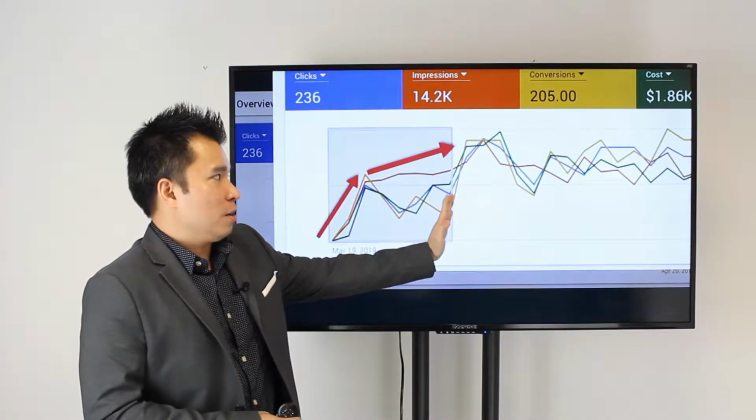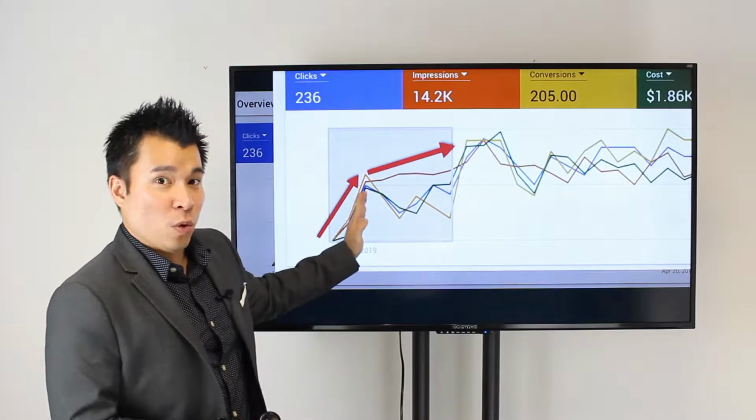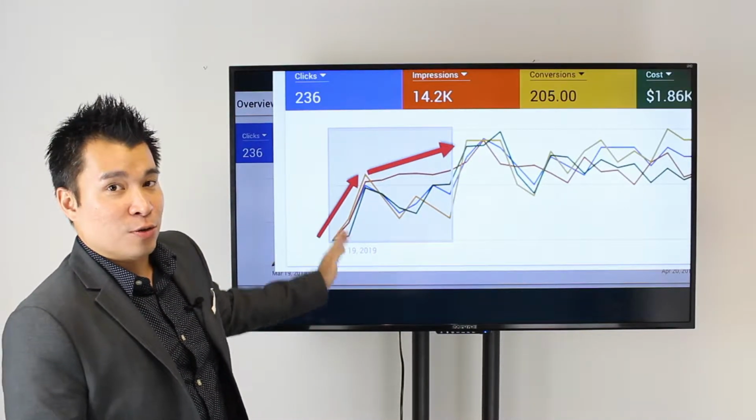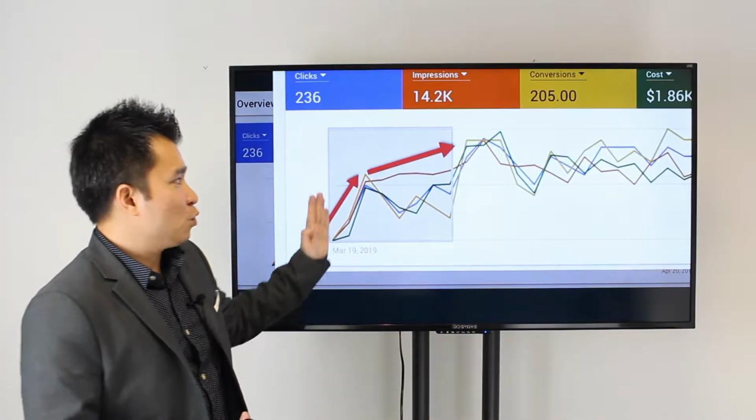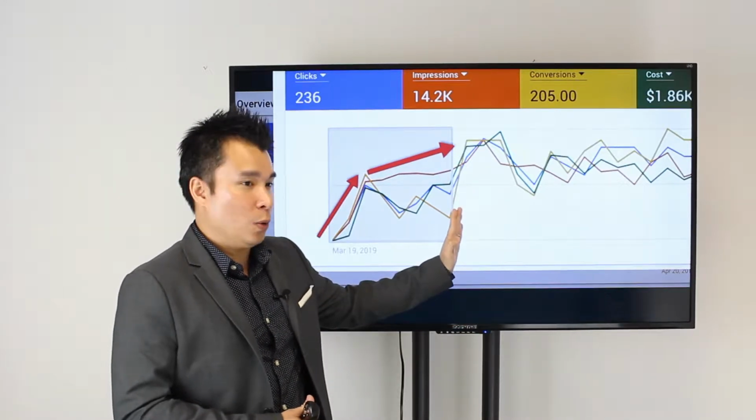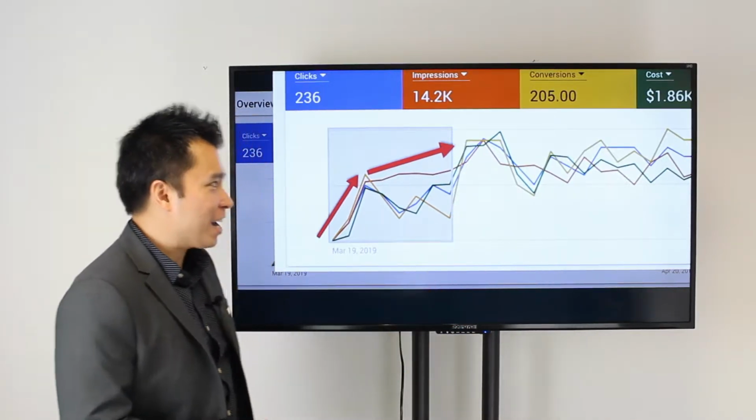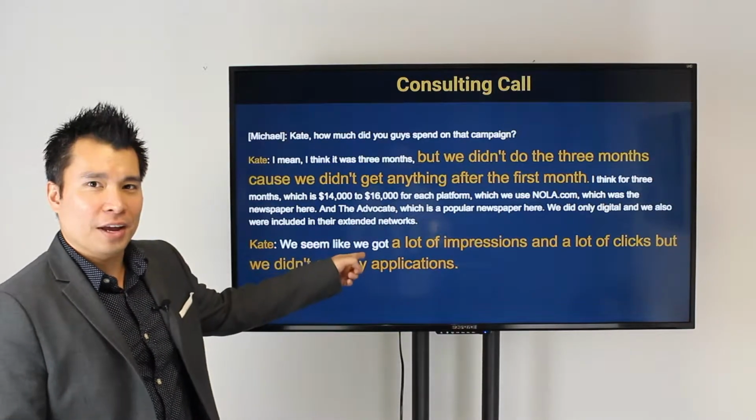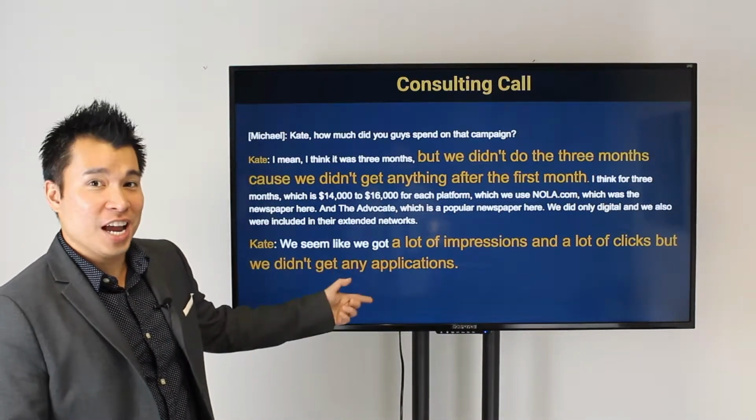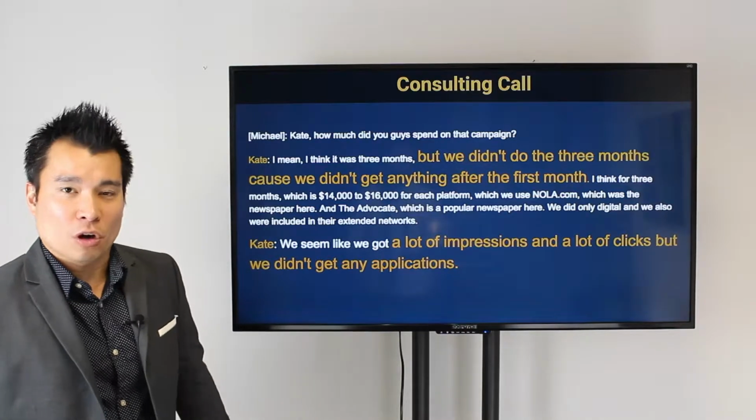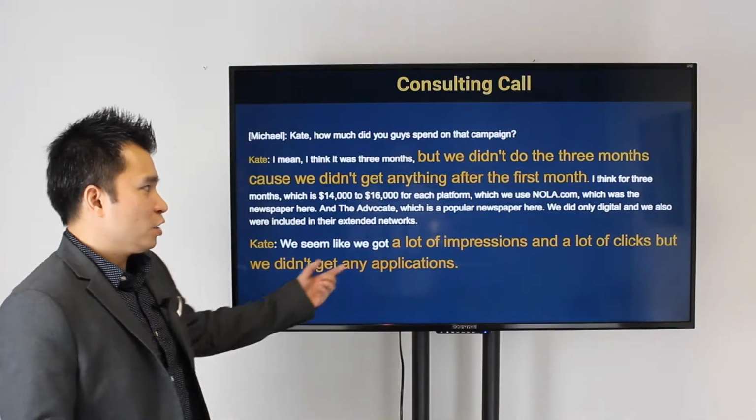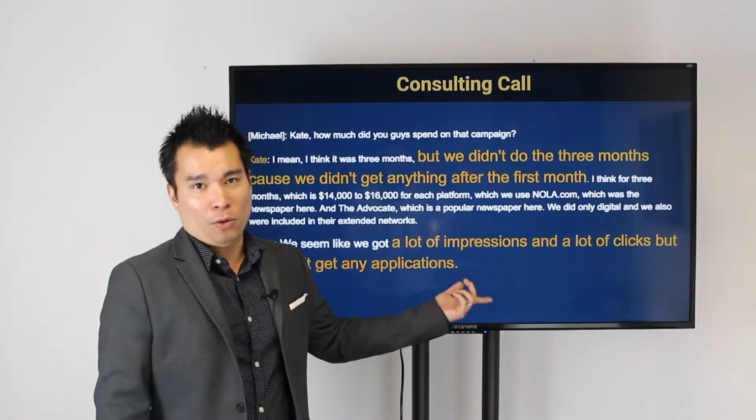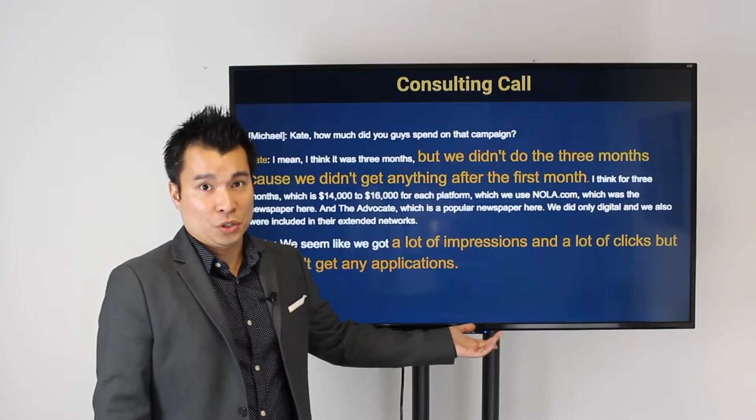At least when the campaign starts, that's when the impressions line really took over. And if you stop right here, you are just wasting your money, and that is exactly what Kate experienced. She stopped right there in the first 30 days, and she spent $10,000, with lots of impressions, lots of clicks, no applications, no results.